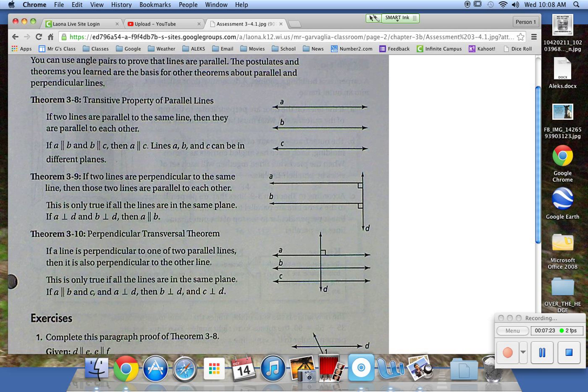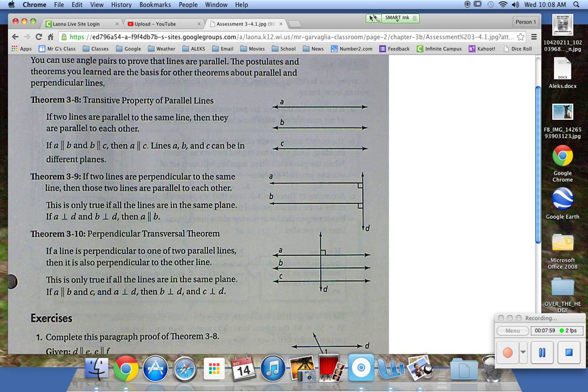All right. Let's look over these properties, or these theorems. These are the ones that we were talking about before. Theorem 3.8. Suggest you learn these. Transitive property of parallel lines: if two lines are parallel to the same line, then they are parallel to each other. That's what we figured out in that first one, right? We had if A is parallel to B and B is parallel to C, then A is parallel to C.